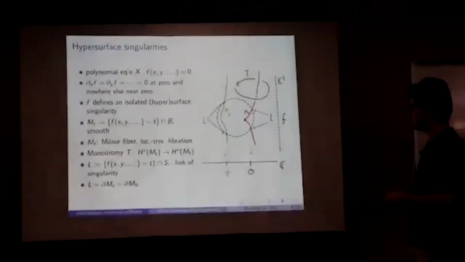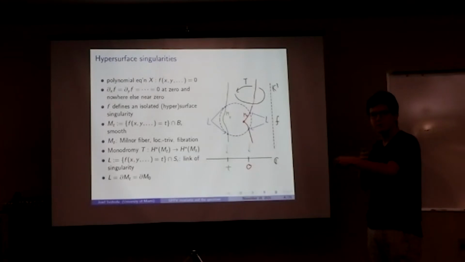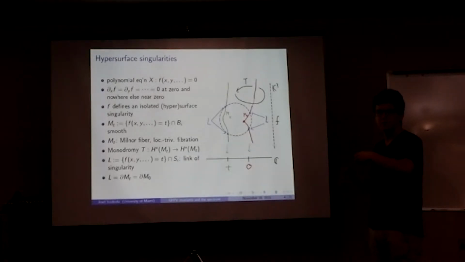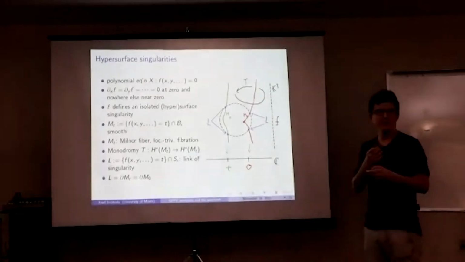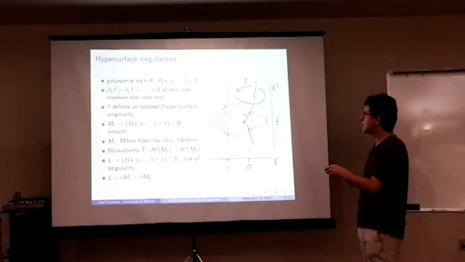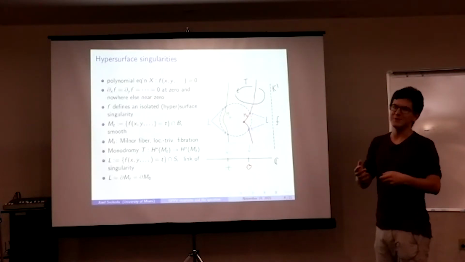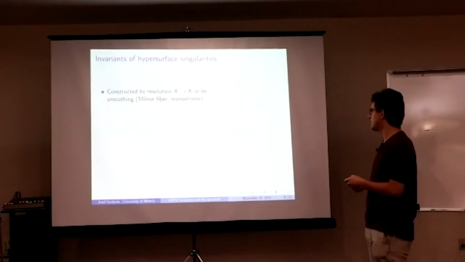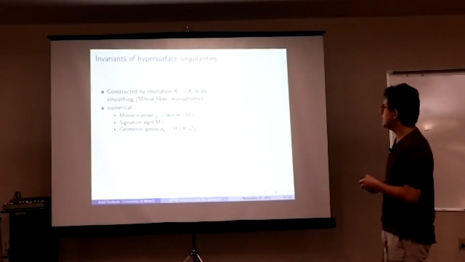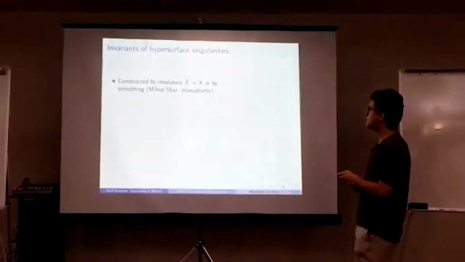Okay, so this is the link of singularity. It's a little confusing because links are also like a bunch of nodes, so this is a different meaning of the same word. Yeah, so this is a three-manifold. If you take a curve singularity, you will get a knot link. Yeah, so now we want to talk about these invariants of hypersurface singularities.